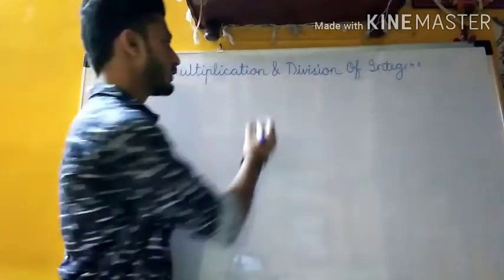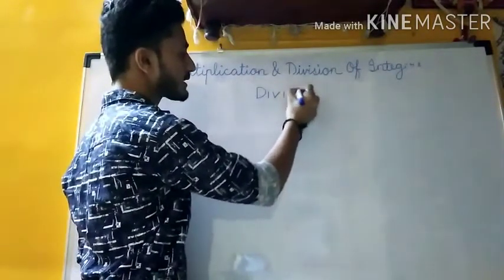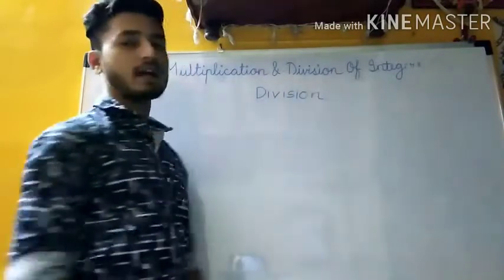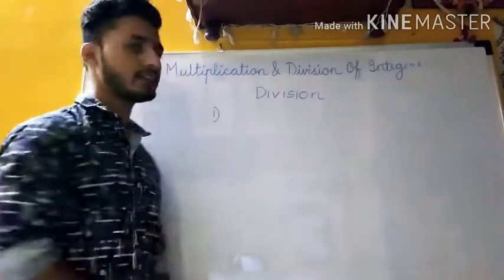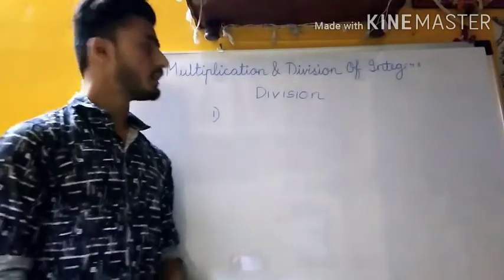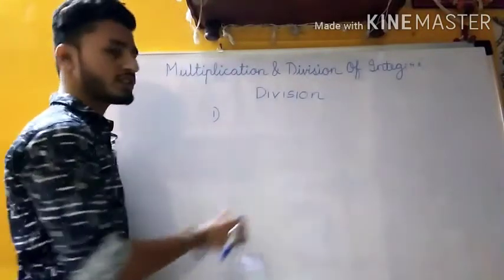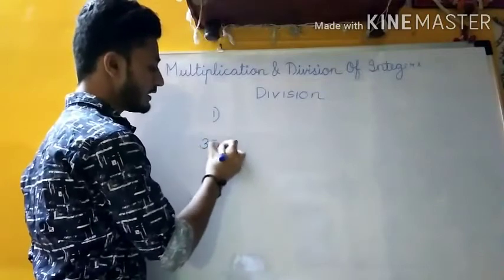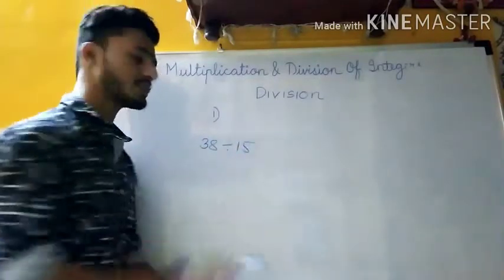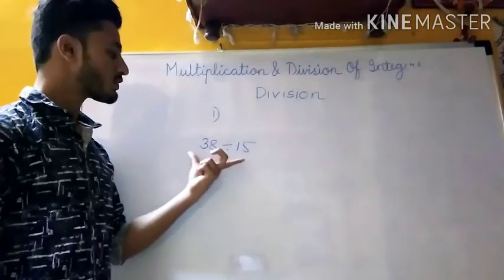So how to carry out division? First we will learn all the steps of carrying out division and then we will start with the examples. The first step is that we have to write it in the form of numerator upon denominator. For example, if the question is 38 divided by 15, this will be the type of question you will be getting in your exams.